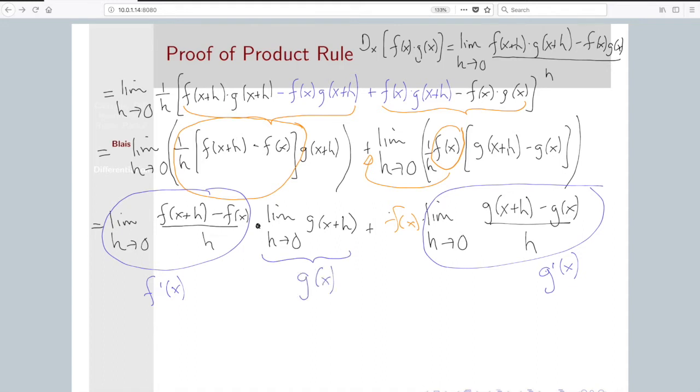So note what you have. f prime of x times g of x plus f of x times g prime of x. So we have exactly our product rule.